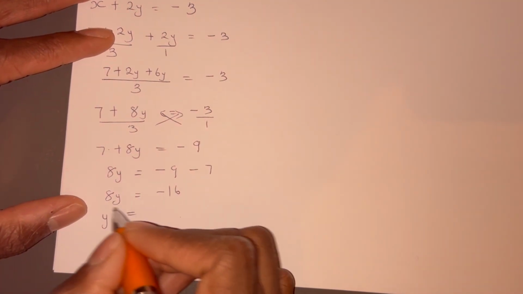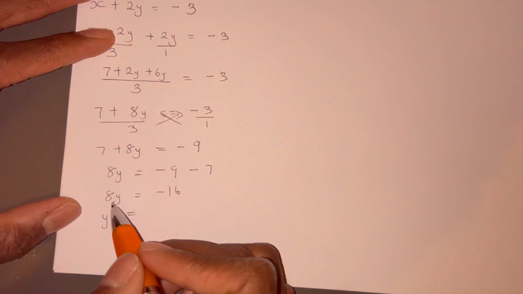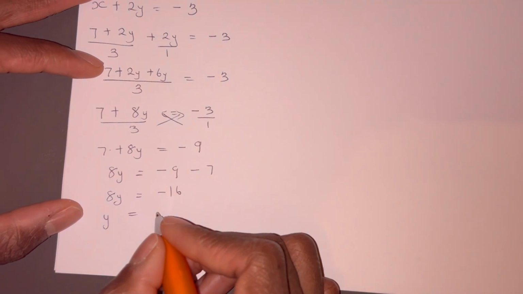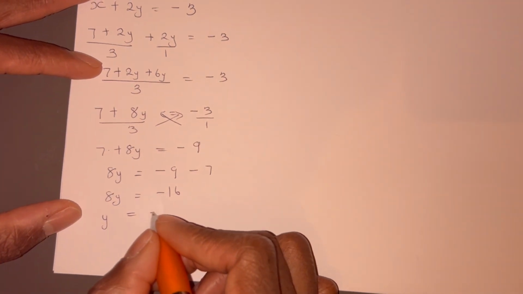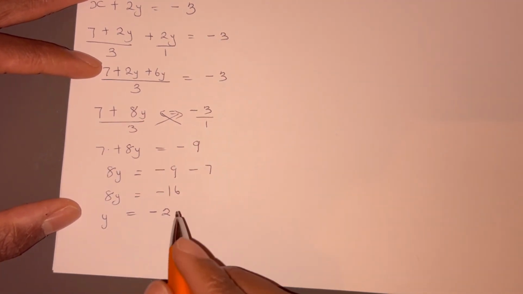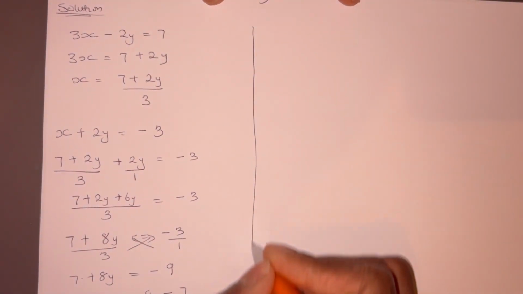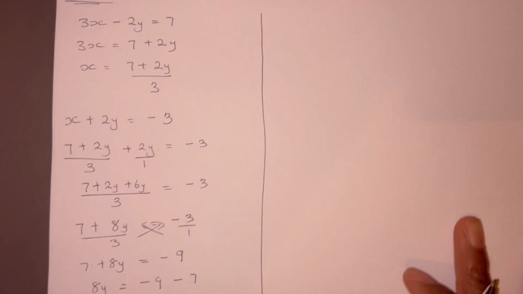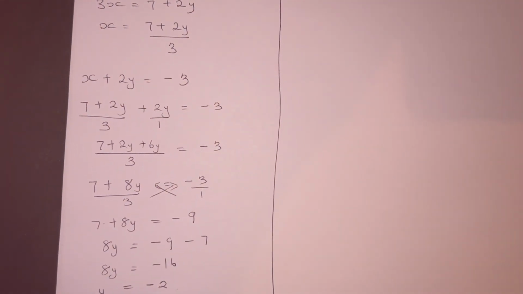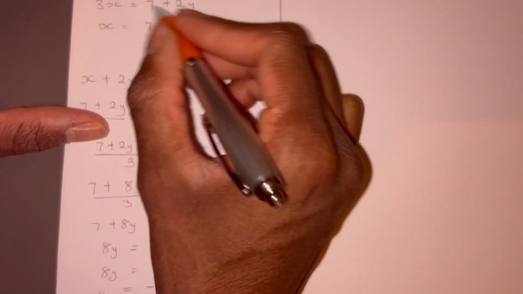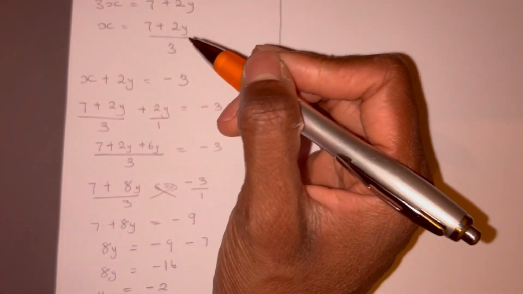y standalone equals, divide both sides by 8. This divided by 8 is 1. This divided by 8 is 2. So y equals minus 2. This is the value for y. Now that we know that y equals minus 2, we now put y into this to find out the value of x itself.